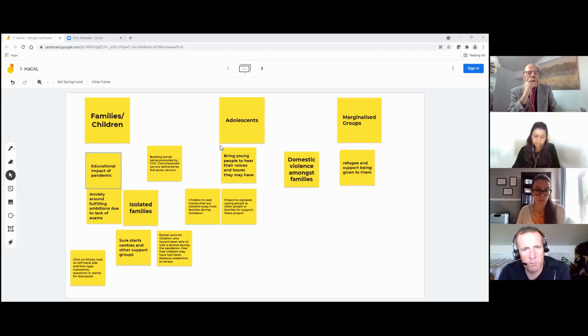Highlighted a project, or an initiative, around building bonds that's currently being promoted by the CCGs and delivered by third sector organisations. So that's maybe a theme that we can look into a little bit further.